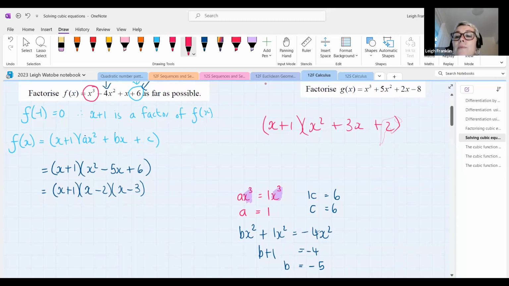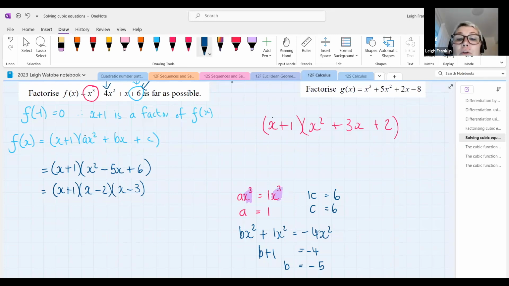Sorry, guys. Let me just write that a little bit neater. We don't need any additional things going on here. Okay, I'm not going to worry about the a and the c value. If you want to get the x squared term, it comes from 2 places.